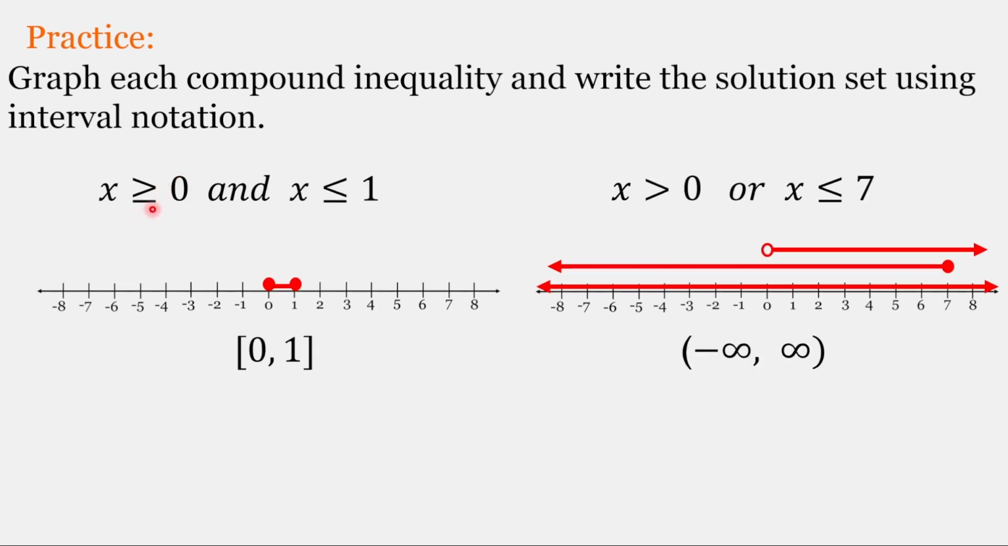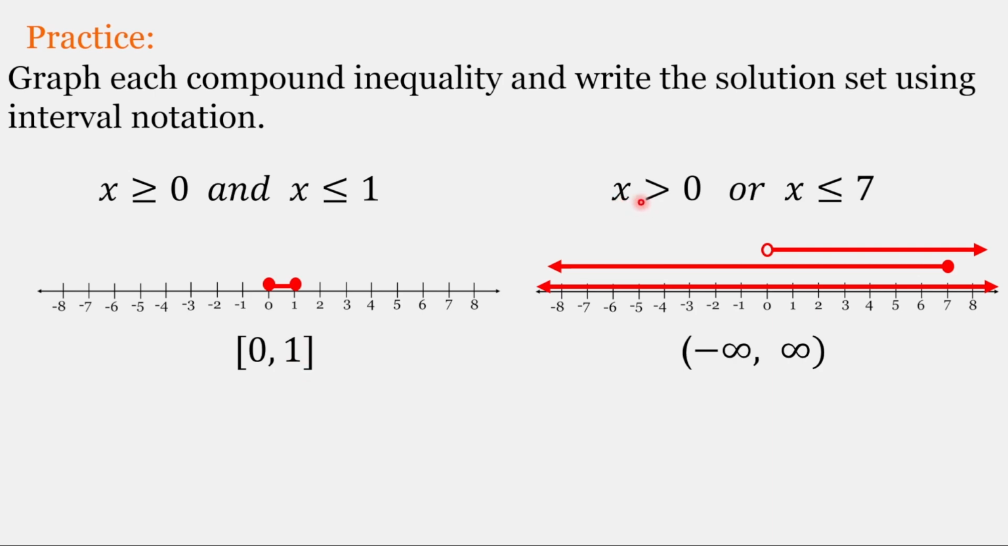Next, we have x greater than or equal to 0 and x less than or equal to 1. On this number line, this is a small interval that includes all numbers between 0 and 1 inclusively. So 0 and 1 are included, so we'll use those brackets.